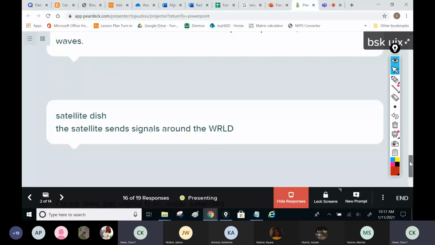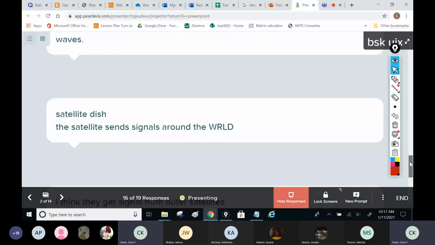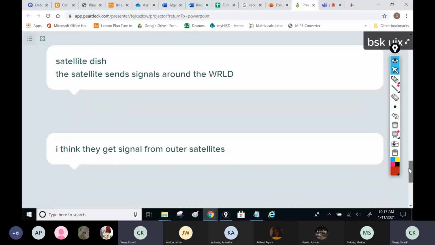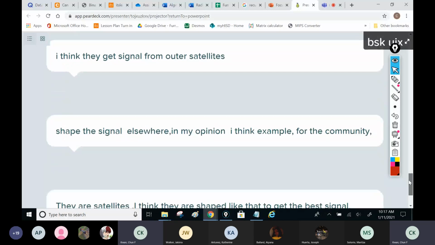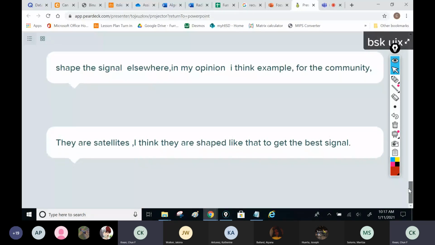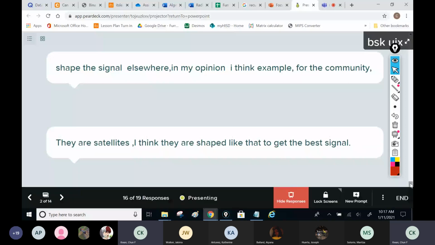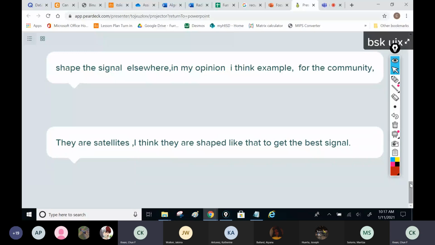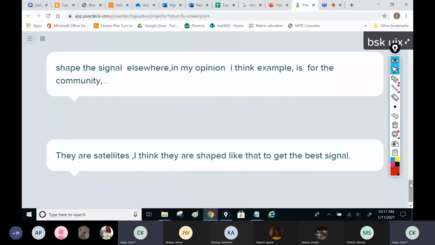Satellite dishes send signals around the world. You misspelled the world. I think they get signal from the outside houses. Shaped to get the best signal. Okay, so a lot of you are making really good assumptions, and they are really good guesses. That's good. So most of you mentioned the word signal.